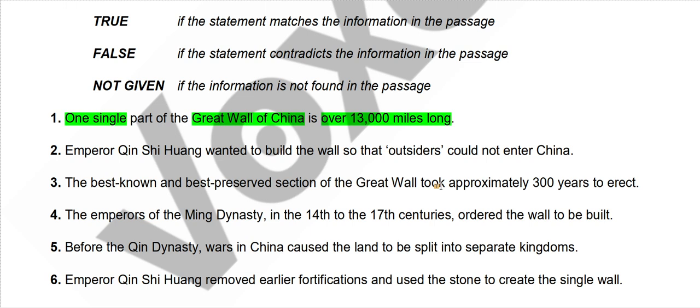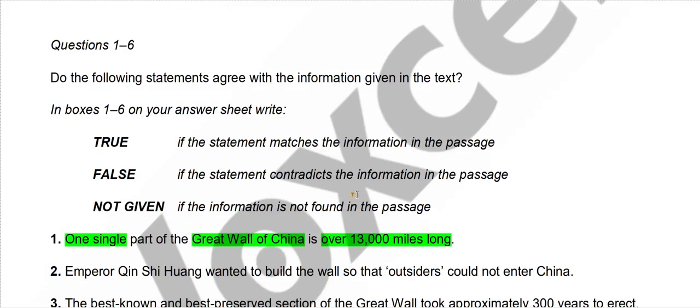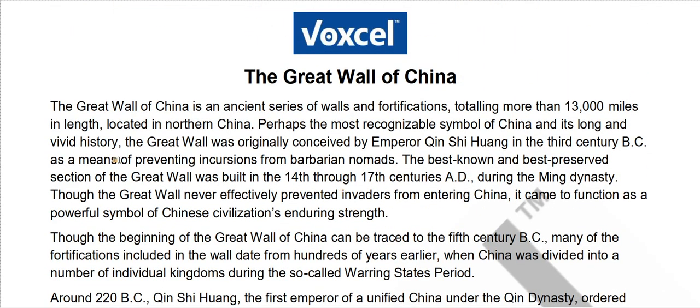And it will be not given when we don't know. Maybe we know the length of the entire wall of China, but we don't know whether the single part is over 13,000 miles long or not, or if we are not given the length of the wall of China, we will say not given. So what we will do, we will start reading.